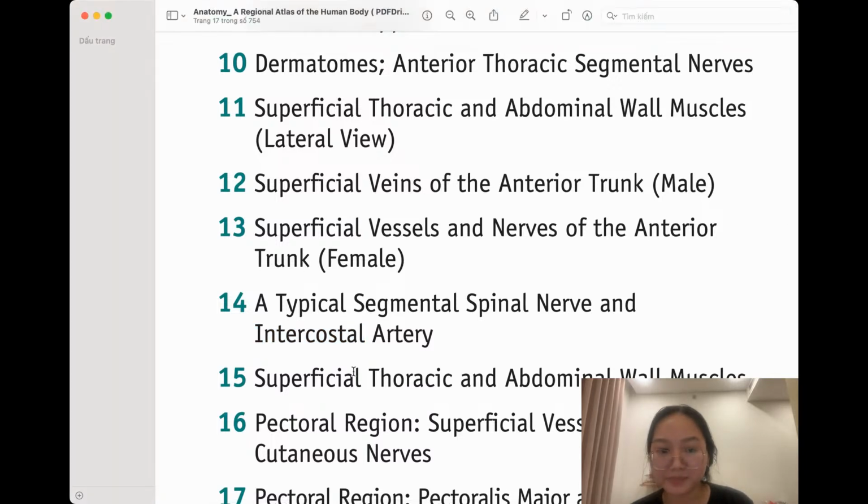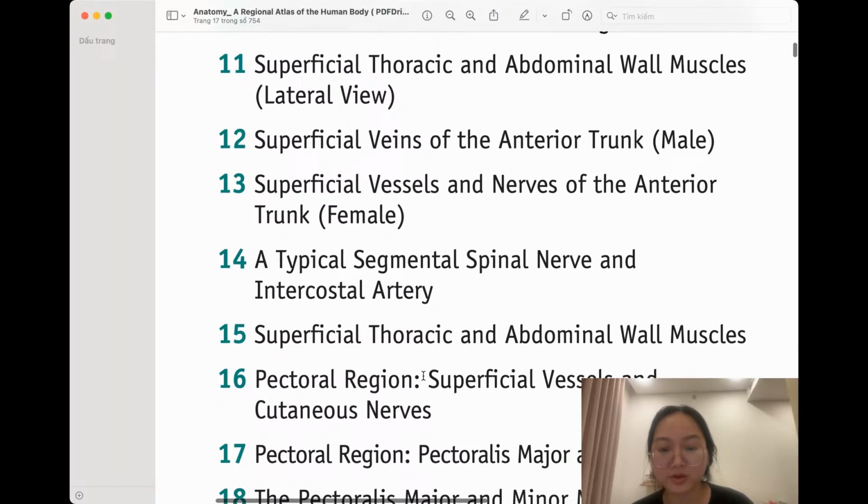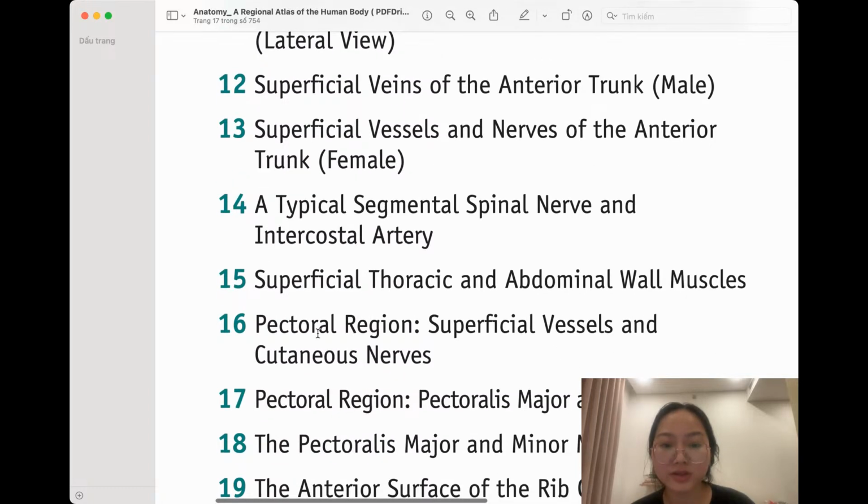Next one, we also have superficial thoracic and abdominal wall muscles or the pectoral region. Pectoral means relating to the breast or chest. So we call it the pectoral, relating to the breast or chest region. Superficial vessels and cutaneous nerves. Cutaneous means relating to or affecting the skin. So we're going to recognize cutaneous nerves.